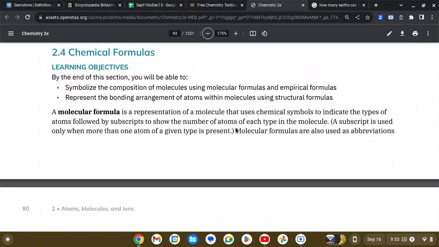2.4, Chemical Formulas. Learning objectives. By the end of this section, you'll be able to symbolize the composition of molecules using molecular formulas and empirical formulas, and represent the bonding arrangement of atoms within molecules using structural formulas.